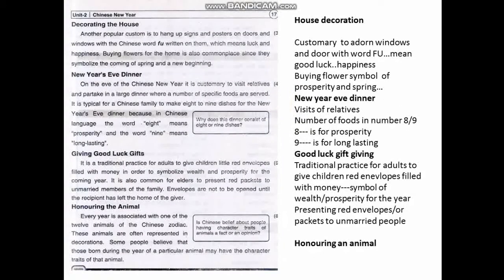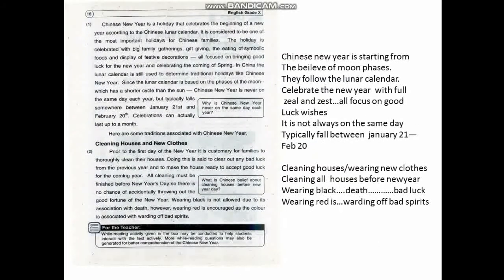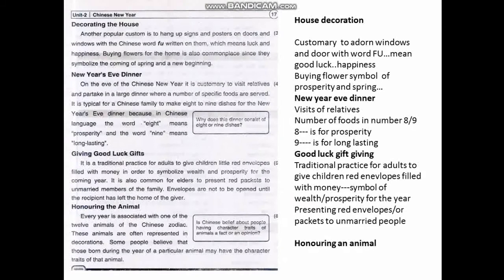Next is decorating the house. So the first one was about cleaning the house and wearing the new clothes, and particularly warding off bad spirits by wearing red clothes and not wearing black, right? The second one is about decorating the house and New Year's Eve dinner, giving good luck gifts and honoring the animals.